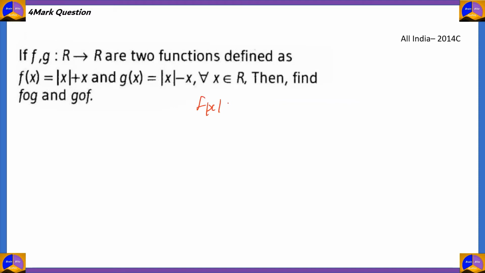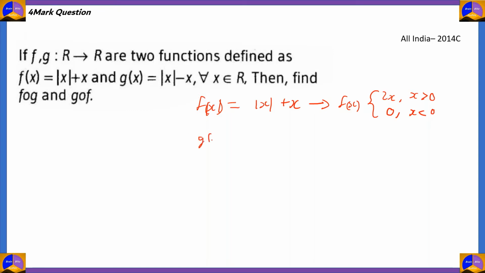f of x is given as mod x plus x. So that means f of x has the value 2x when x is greater than 0, because this will be positive, and it will be 0 when x is less than 0, so this will be negative.